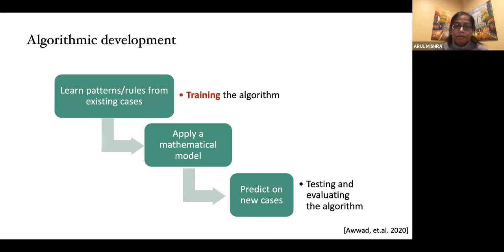The algorithm, first of all, learns patterns and rules from existing cases. And this process is known as training the algorithm. So what happens in the training phase is that the algorithm is given some form of data. And this data is based on existing cases.